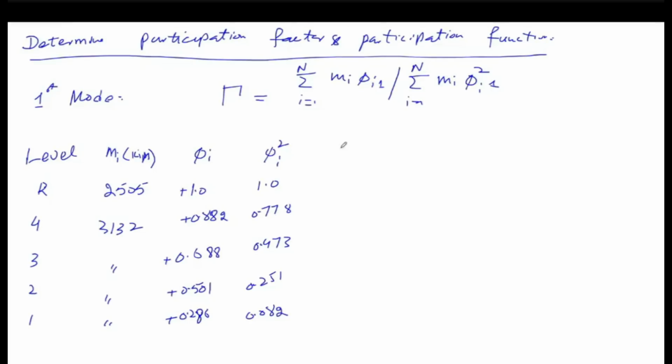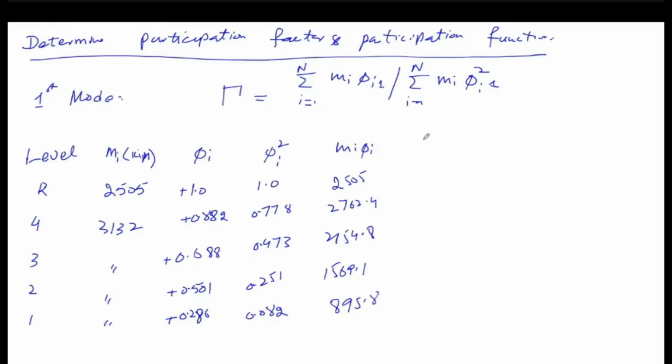Now let's multiply mi with phi so that we can get this denominator value. This will become 2505. For the fourth floor, it's 2762.4. For the next floor, it's 2154.8. For the second floor, it's 1569.1. And for the first floor, it's 895.8.